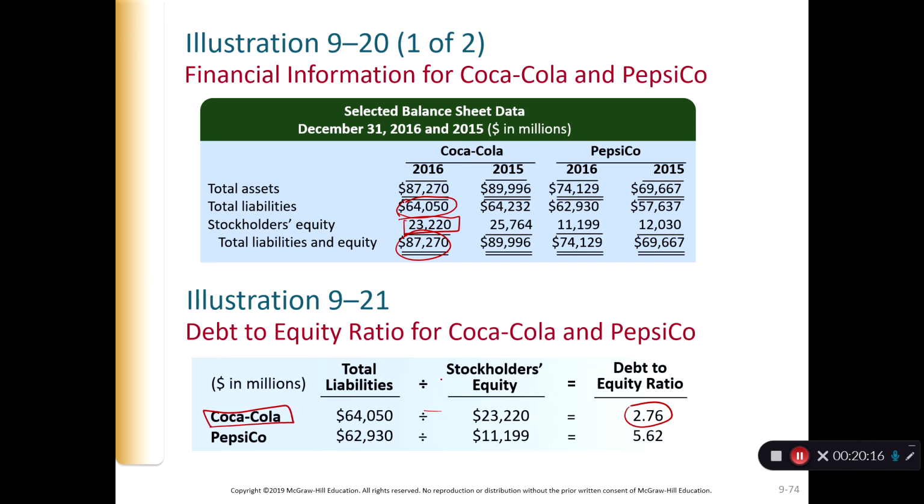And then when we look at the Pepsi, they have $62,000 of liability. At the same time, they divide in their equity of 11,000. So their debt to equity ratio is 5.62, much higher than the Coca-Cola. That means for $1 of equity investment, they have $5 of borrowing matched against, right? So therefore, they are highly levered.